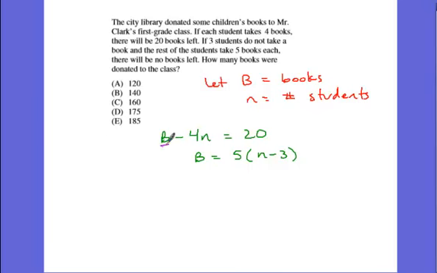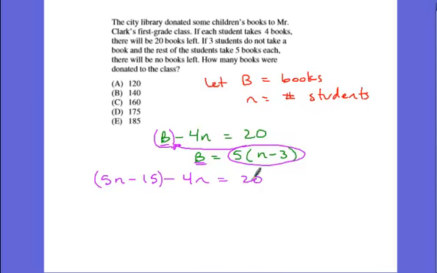If you just substitute this whole expression in for b, right here, and I'm going to distribute through too. So I get 5n minus 15 minus, so all I did is substitute that in for b, minus this 4n is equal to 20. And so here's the combination of my equations, and now I can just solve for n. 5n minus 4n is n, minus 15 is equal to 20. Add 15 to both sides. So we get n is equal to 35.